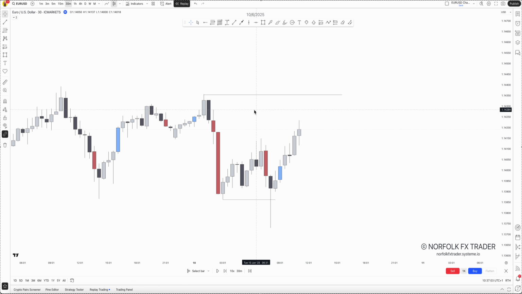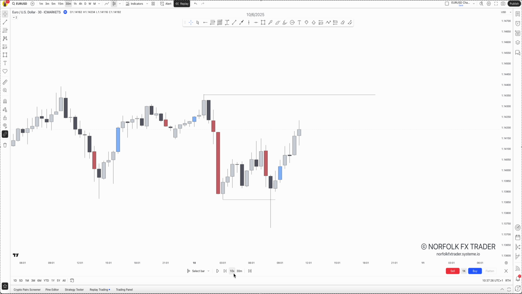Now I won't go into too much detail about how we mark the structures out because there's loads of videos in this channel to help you out. This is all about stopping you getting caught out when you're looking to take a trade just at a breakout structure. So right here, this level, we'll look for price to run through this high to create a breakout structure.